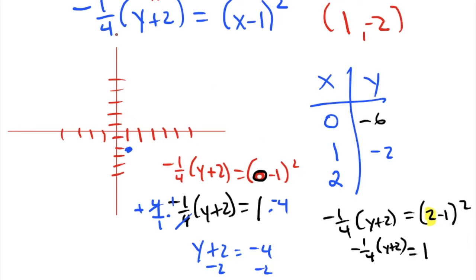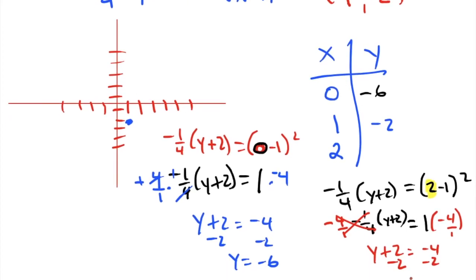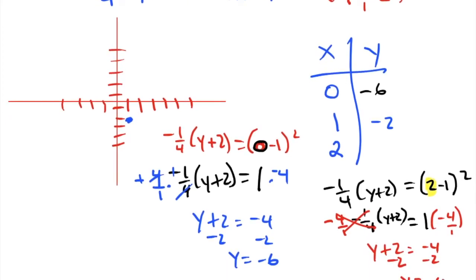And to get rid of, again, any fraction, we multiply both sides by the reciprocal. So I'm going to multiply by 4 over 1, or negative 4 over 1, to also get rid of the negative sign on the left side, because we're trying to get y alone. So now we have y plus 2 equals negative 4. And when we subtract 2, we get the same answer, negative 6.